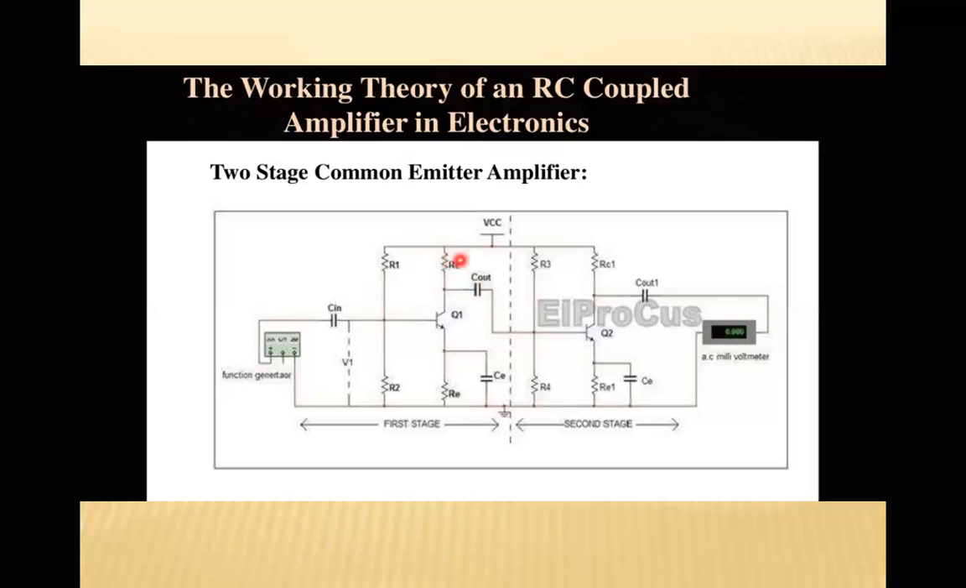Here we get an output, and this output is given as an input to the base of the other transistor through the coupling capacitor. The second stage does further amplification of the signal. In this way, the cascaded stages amplify the signal and the overall gain is considerably increased. According to our application, we will increase the output.